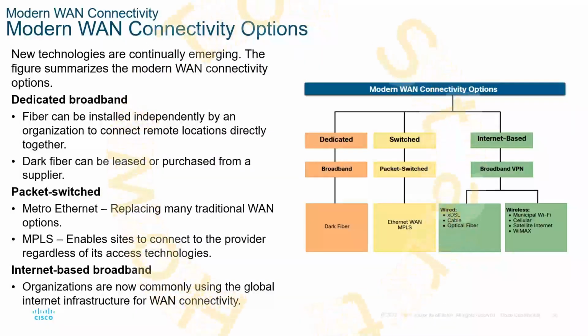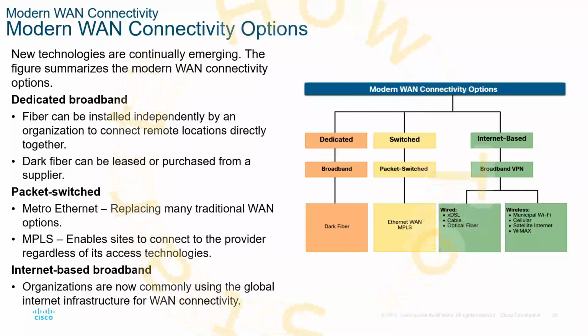So our modern WAN connectivity is broken into 3 main categories: dedicated, switched, or internet. If we're talking internet, that's normally some form of broadband VPN. If we are talking wired, that's going to be like DSL, cable, fiber to home, fiber to business. If we're talking broadband VPN, but wireless, it could be like WiMAX, cellular, LTE or 5G, satellite-based internet, or some type of MAN-type Wi-Fi. If those are not what the individual is looking for, maybe they want some form of dedicated connectivity, that'd be like dark fiber.